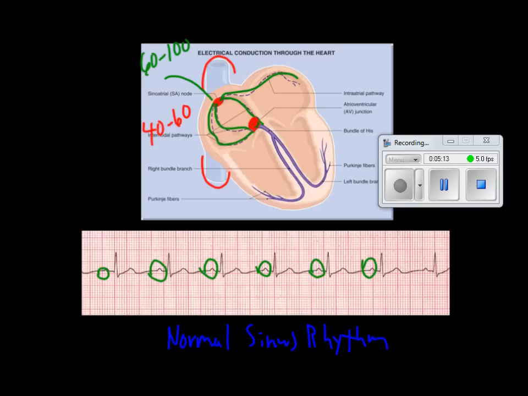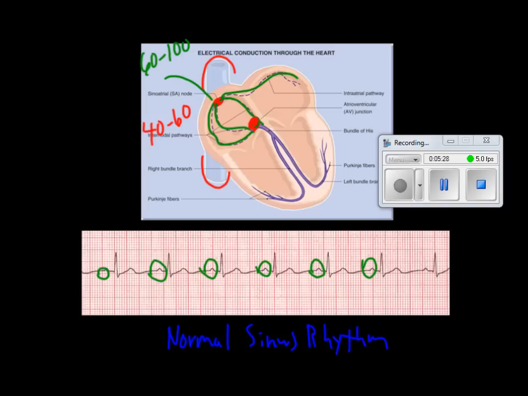Now, that's the normal intrinsic rate for the AV node. So what that means is if for some reason the SA node fails or does not fire, the AV node will then become the dominant pacemaker. However, it's only going to set the rate somewhere between 40 and 60.